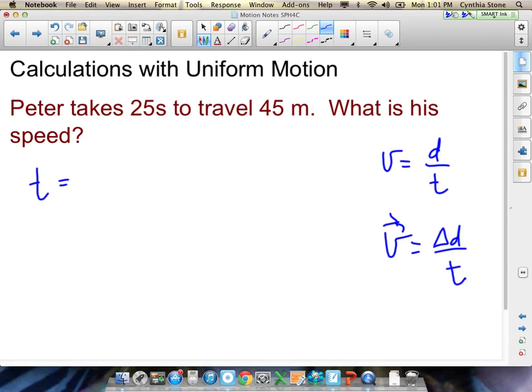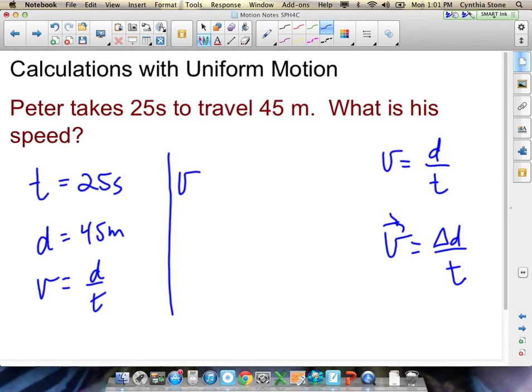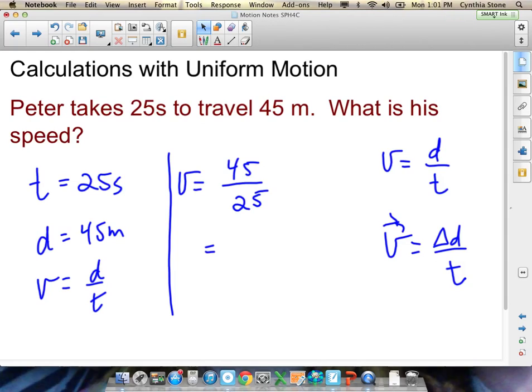So just a nice format is to write down the givens. Nice communication. D equals 45 meters. So we want to know his speed, his distance over time. So his speed is speed equals 45 divided by 25, which is some sort of meters per second. 45 divided by 25, 1.8 meters per second.